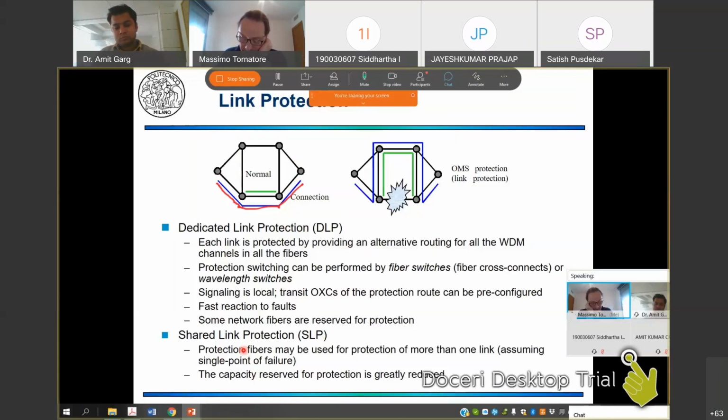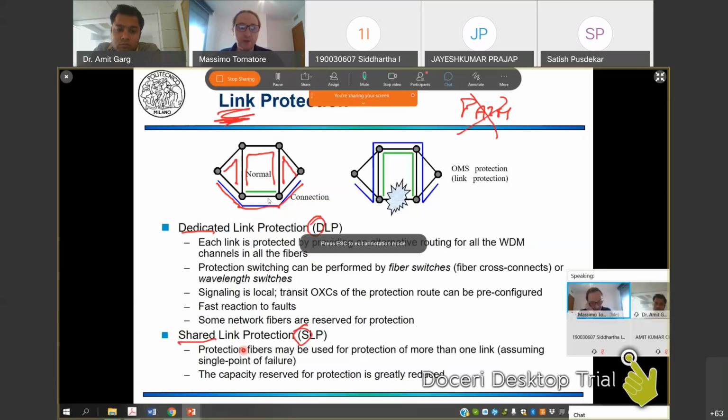So in this case, we will have a backup path for the first link, a backup path for the second link, and the backup path for the third link. Okay? So now the entity which gets protected is the link, is no more the path. It used to be the path, now it's the link. And this can be, again, performed in a dedicated fashion or in a shared fashion. We can have dedicated link protection or shared protection.